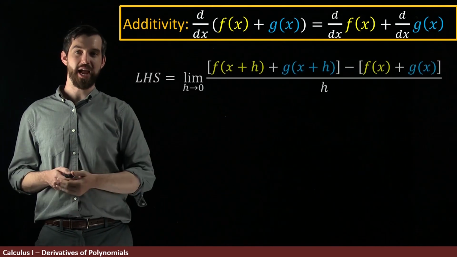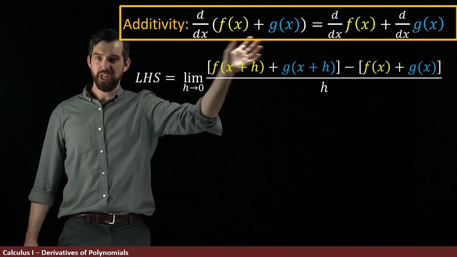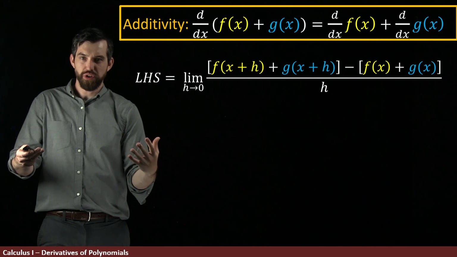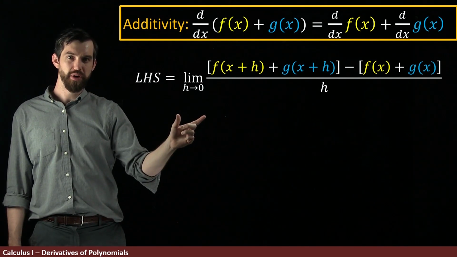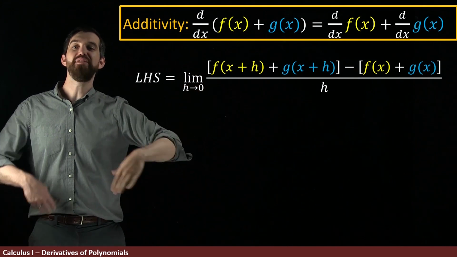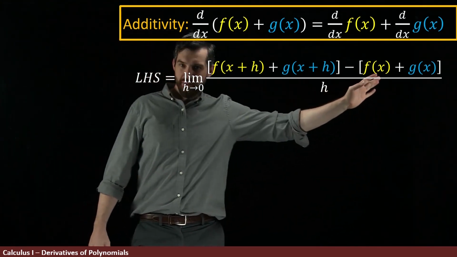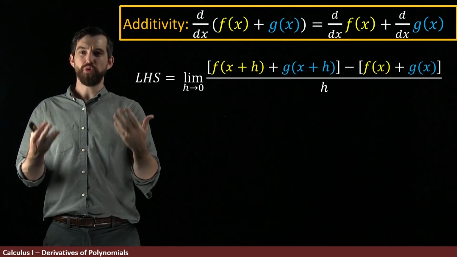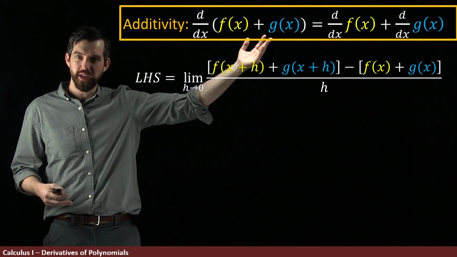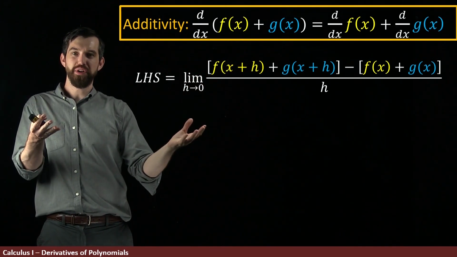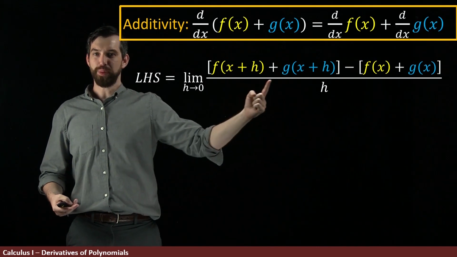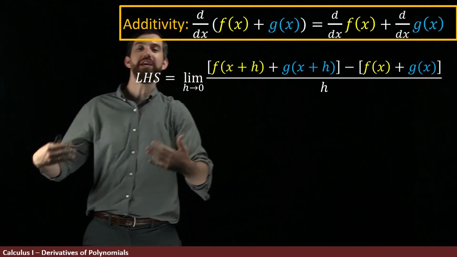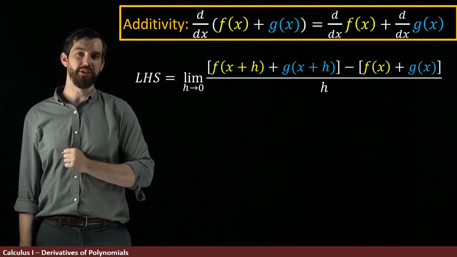So I'm going to begin with the left-hand side here. I'm dealing with the derivative of the sum, and what I'm doing is using the definition of the derivative. The definition is a limit as h goes to 0 of whatever I have at x plus h minus whatever I have at x, all divided by h. It's just that the thing I'm taking the derivative of is now f plus g. So what I get is f plus g at the value of x plus h, minus f plus g at the value of x, all divided by h.